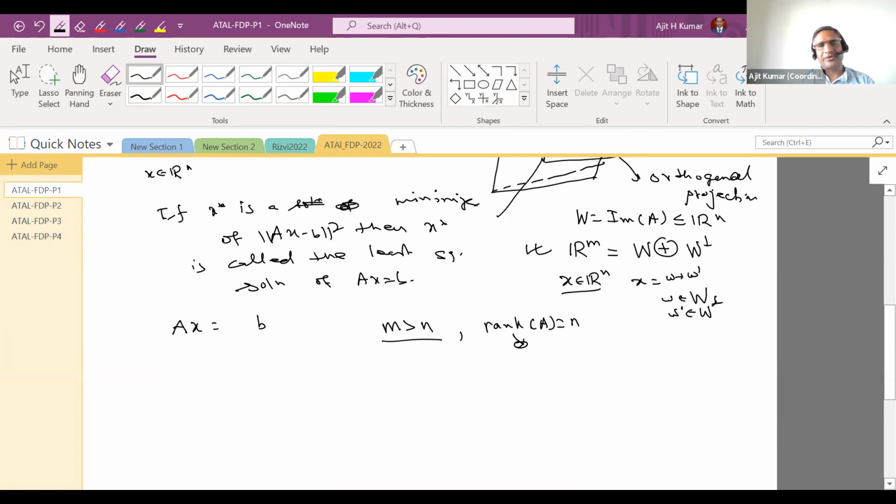So if the rank of A is N, now if you look at A transpose A, what is the order of this matrix? What is the order of A transpose A?